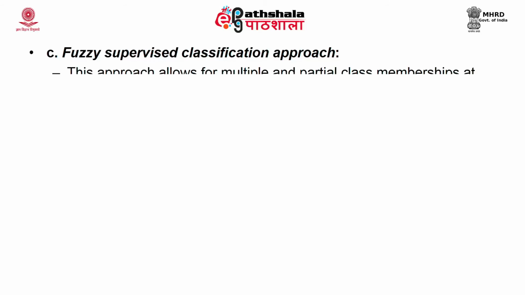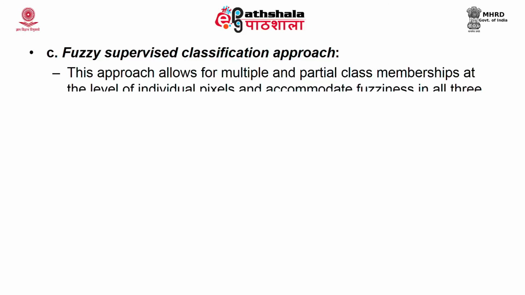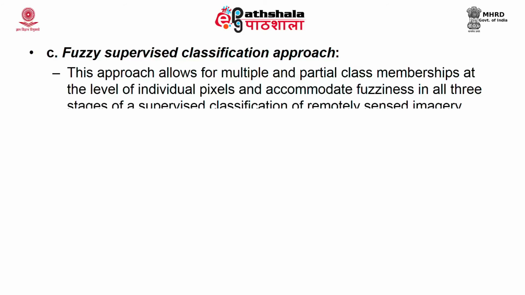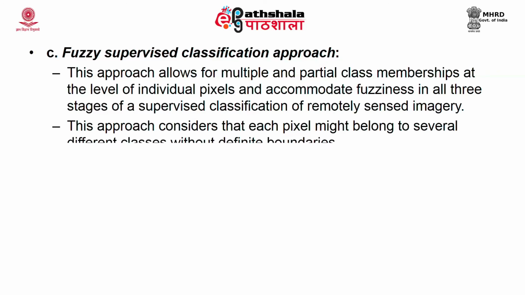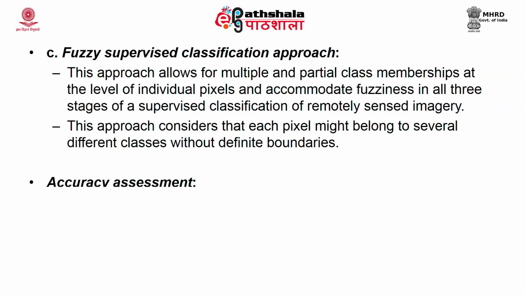It allows for multiple and partial class memberships at the level of individual pixels and accommodates the fuzziness in all the three stages of a supervised classification. This approach considers that each pixel might belong to several different classes without definite boundaries. After classification, it becomes essential to carry out accuracy assessment analysis.